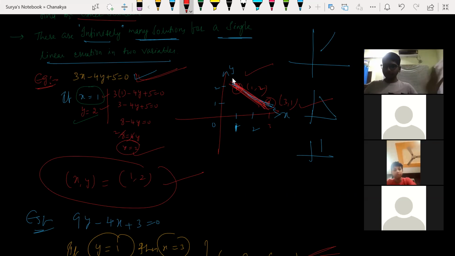Yes, sir. What does this line represent, sir? That line represents the solution of the given equation. Sir, but which equation, sir? 3x minus 4y plus 5, for both equations, those are the solutions.